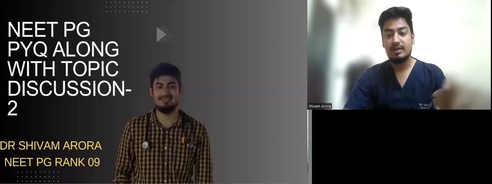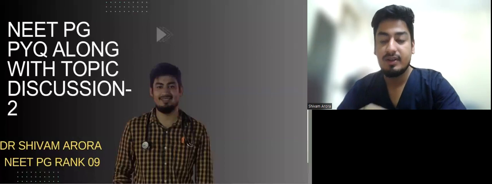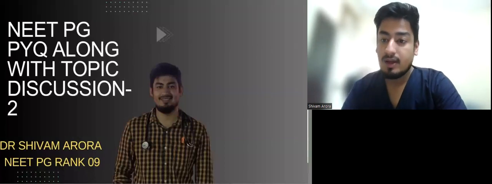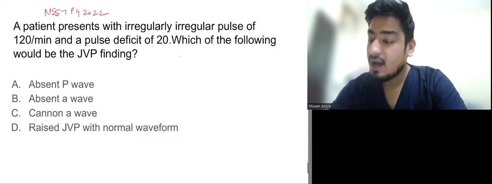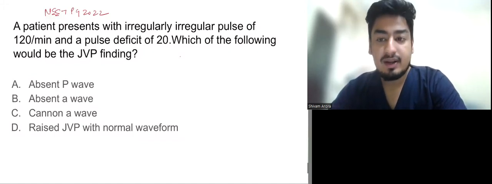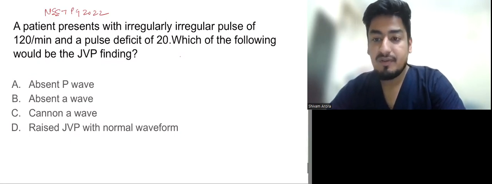Hey guys, so let us continue this series of previous year questions with topic discussion. And this is the second question. The question reads: a patient presents with irregular pulse of 120 per minute and a pulse deficit of 20. Which of the following would be the JVP finding?